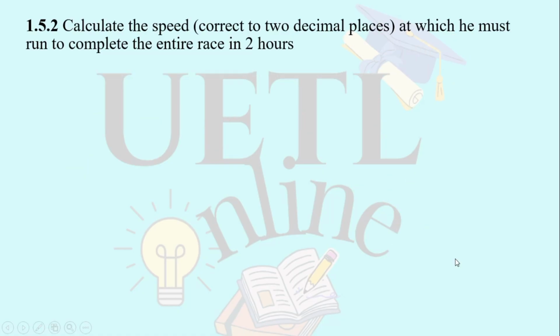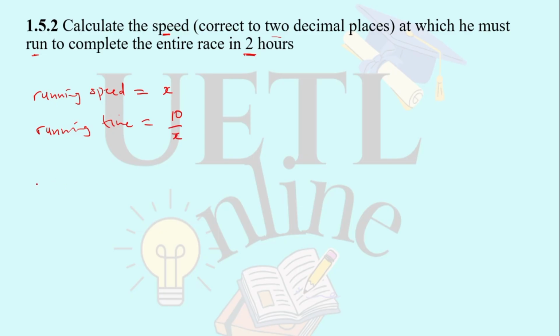The next part says to calculate the speed, correct to two decimal places, at which he must run to complete the entire race in 2 hours. So what do we have here? The first one we have is the running speed, which is x. This is what we're going to find, what is required here: the speed at which he must run. Then we have the running time in terms of x, which is 10 over x.